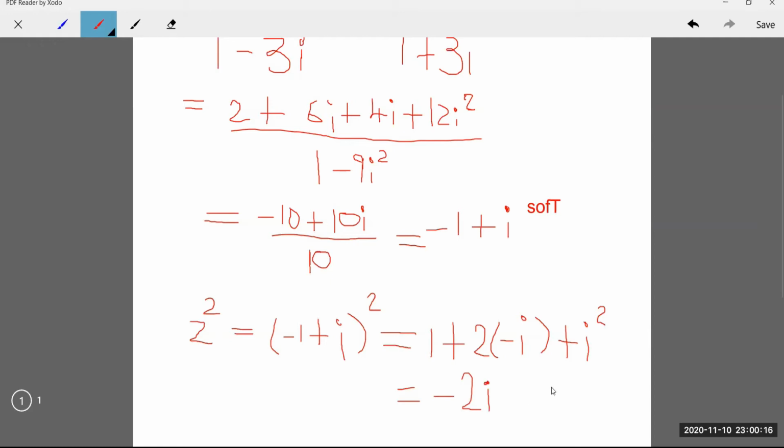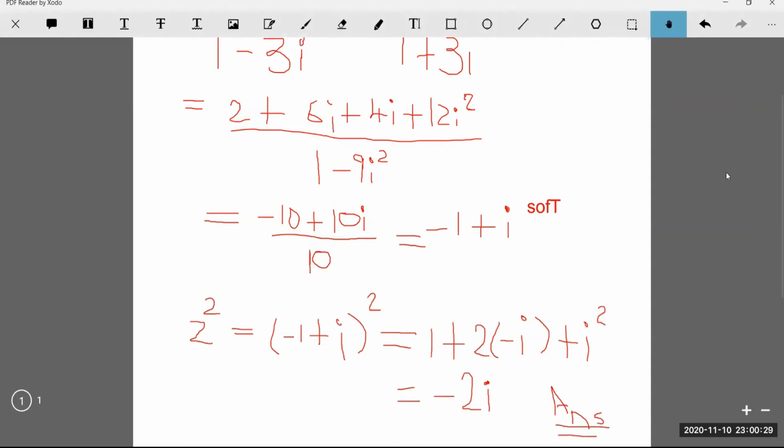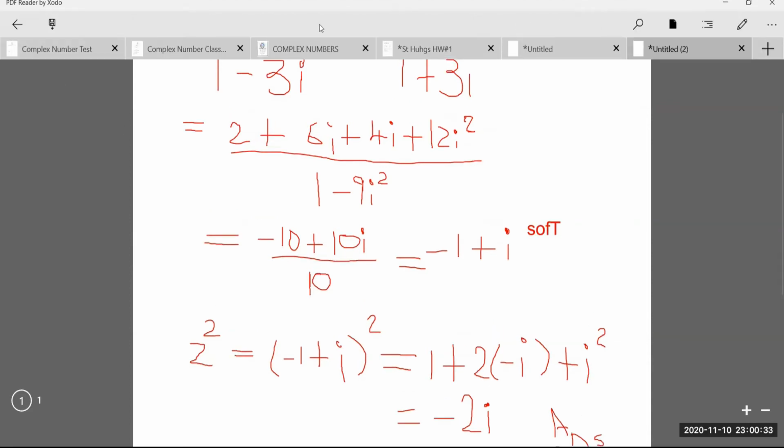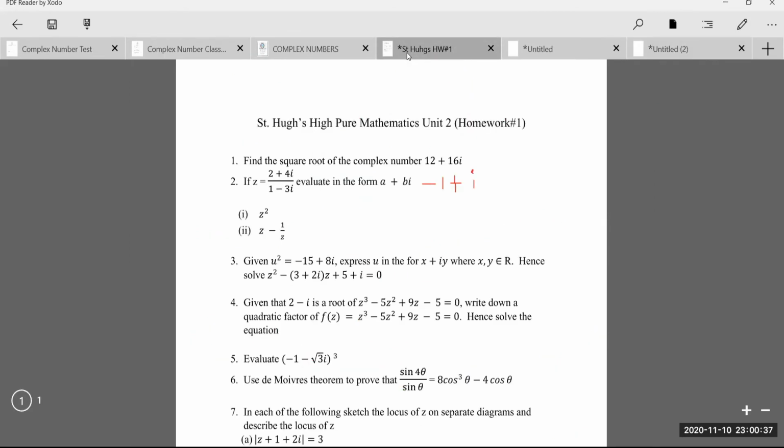All right? And that's the answer. Minus 2i. Easy. So we get minus 2i as the answer. Very nice. Now the next portion of the question, I believe it was asking for z squared minus 1 over z. Okay, we just want z minus 1 over z.